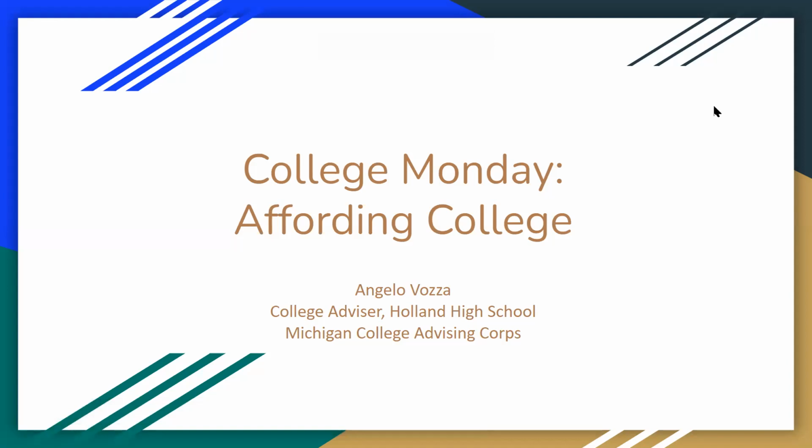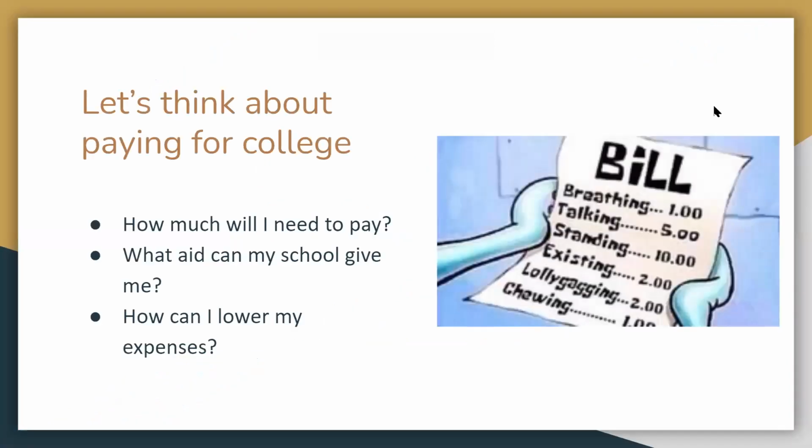Today, we're going to be talking about how to afford college. We're going to discuss the costs associated with going to college, as well as what aid you might receive and how you can lower your overall costs. So when we start thinking about paying for college, you're most likely asking, first of all, how much will I need to pay? After you ask that, you'll also most likely consider what aid you're going to get from a school. Finally, you'll also have some questions about how you can lower your expenses.